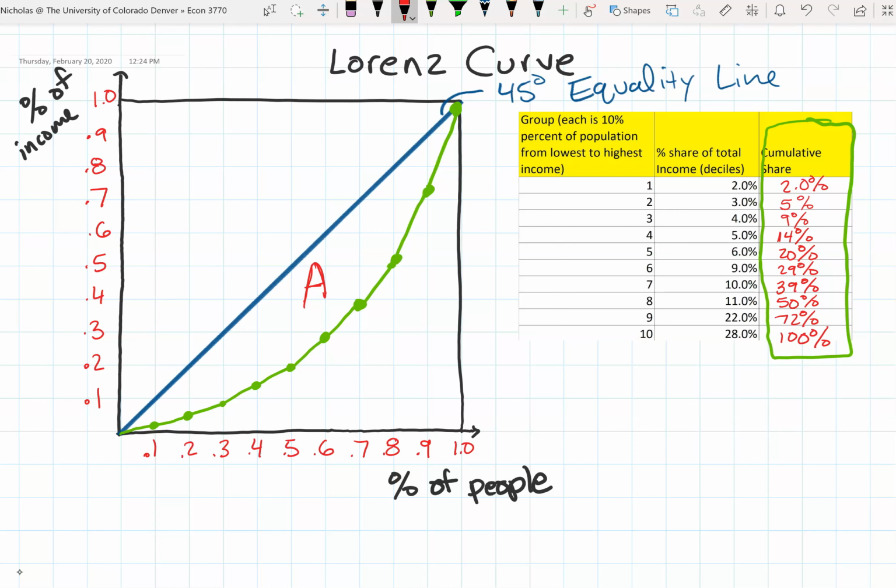The steeper the line is in some portion, that means the bigger share of income they got because it's a steeper slope, right? So they only moved 10% of the people, but they got a big percentage of income. And then the flatter it is in a certain spot means the less share those groups are getting of income. So if it was totally flat, that would mean that group got zero income, right? That group got zero income. So that's our interpretation of our Lorenz curve. I'll show some examples a little bit later.